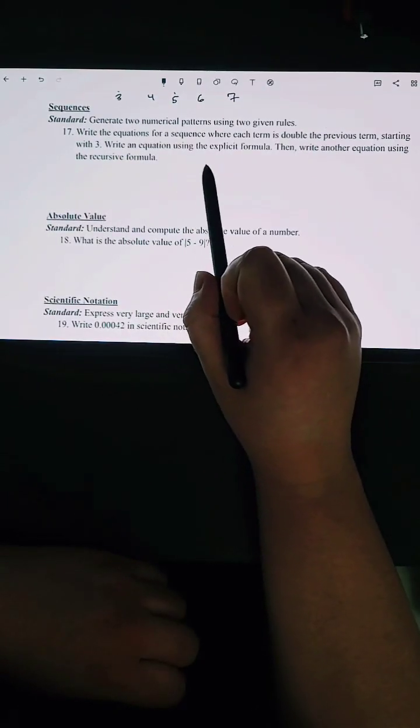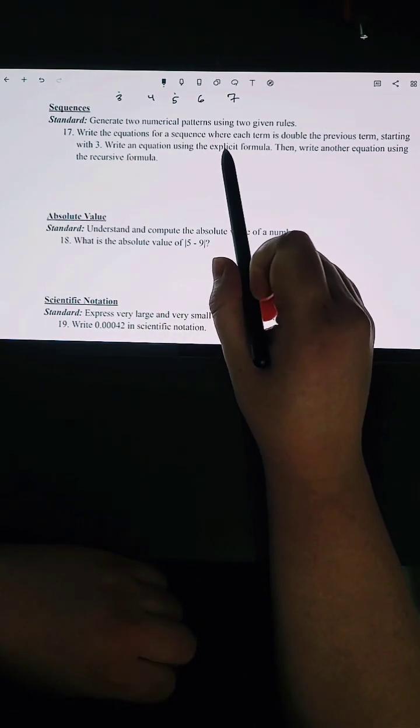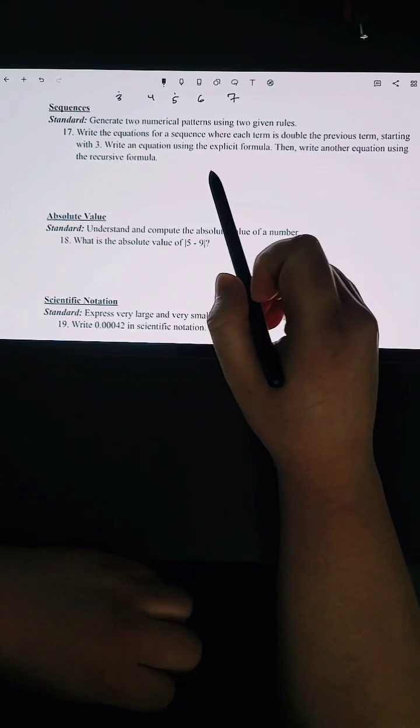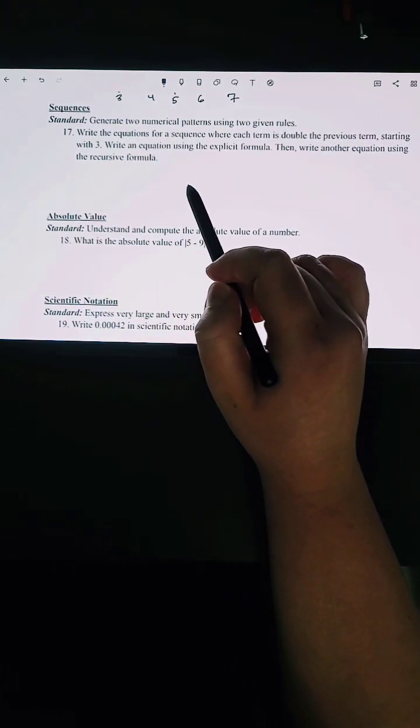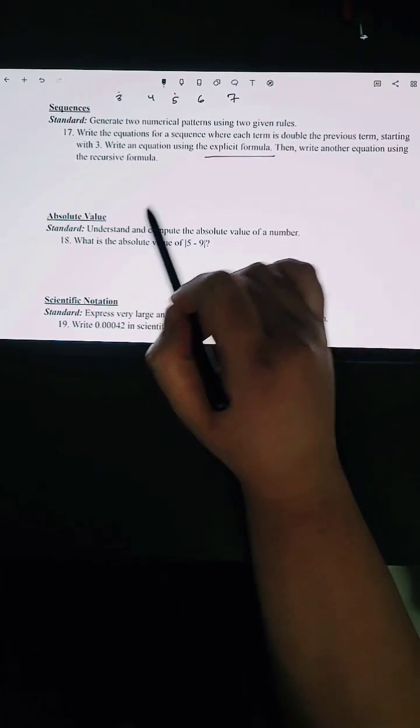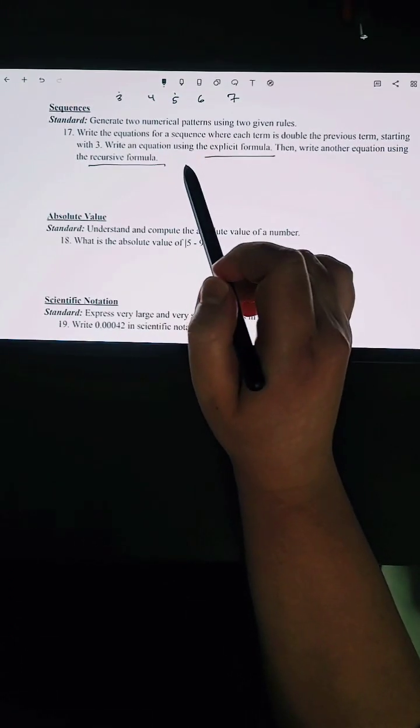So then let's go to sequences. This is something that you won't see on the SAT, but you'll see it on the ACT. It says write 2 equations for a sequence where each term is double the previous term, starting with 3. Write an equation using the explicit formula, and then write another equation using the recursive formula.